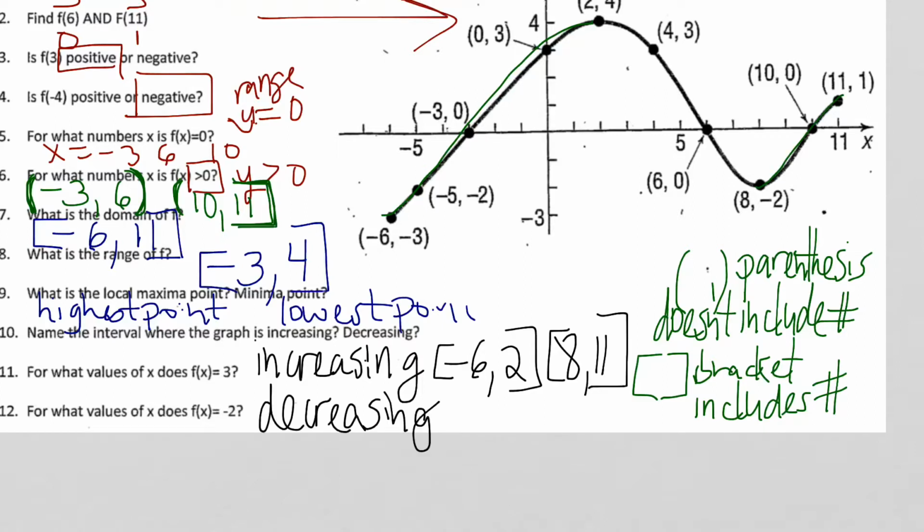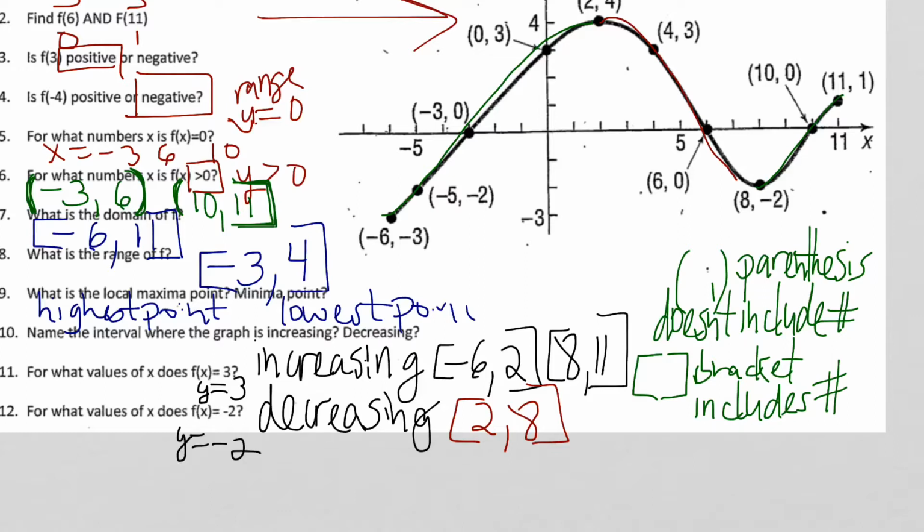Okay, where is it decreasing? Here's the part where it's going down. It's going down from +2 to +8. So for these intervals for increasing and decreasing, you're always using your x-axis values.